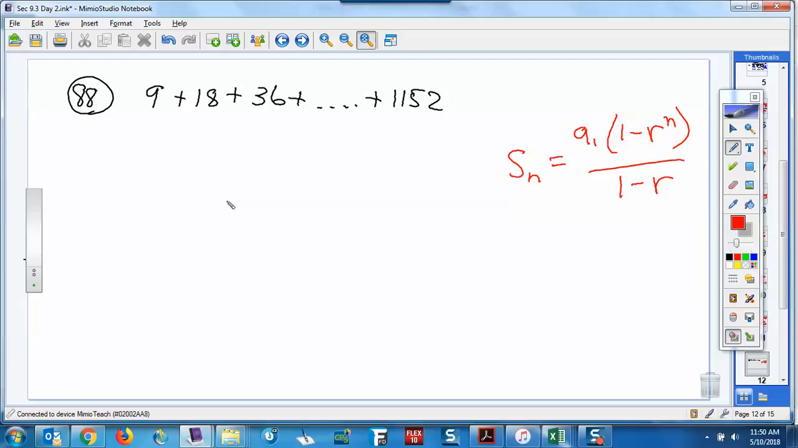What's R? 2, right? What's the hardest part of this problem? How many terms are there? How do you do that? Just keep going with your calculator. You could: 36 times 2, times 2, times 2, times 2, times 2, and then count.